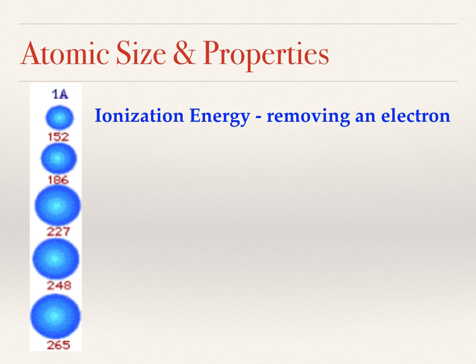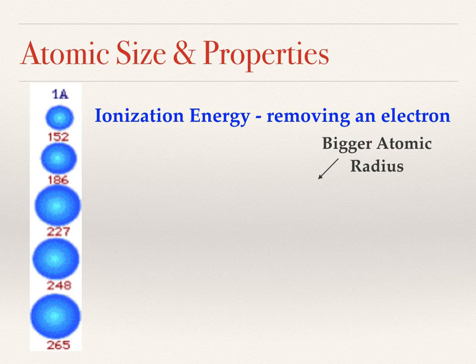So from this atomic size, we can try to derive some trends and understand the trends based on atomic size. Ionization energy is one trend that we would want to know, which means the energy needed to remove an electron. As we go down a group, you've got a bigger atomic radius, and this is actually as you go down and also to the left.